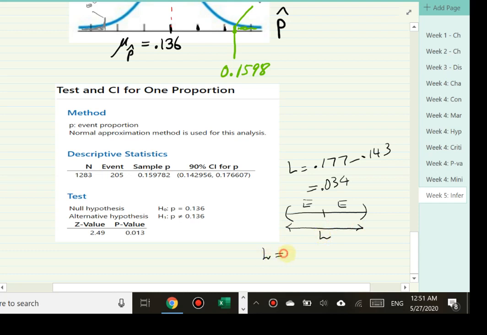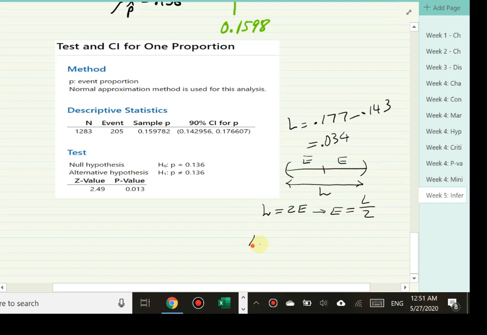So the length is twice the margin of error. So that means to find the error, you divide length by 2. So that means if I want to know margin of error, I can do the length, which is 0.34 divided by 2, and that will actually give me the margin of error for this exercise. And my margin of error is 0.034 divided by 2, or 0.017. 0.017. So that means, what does that mean?